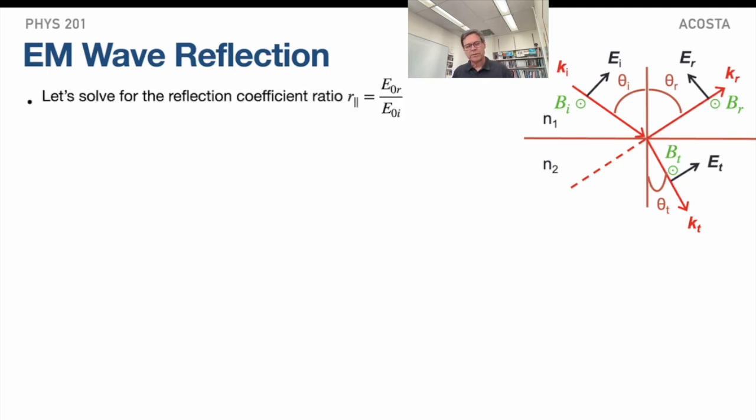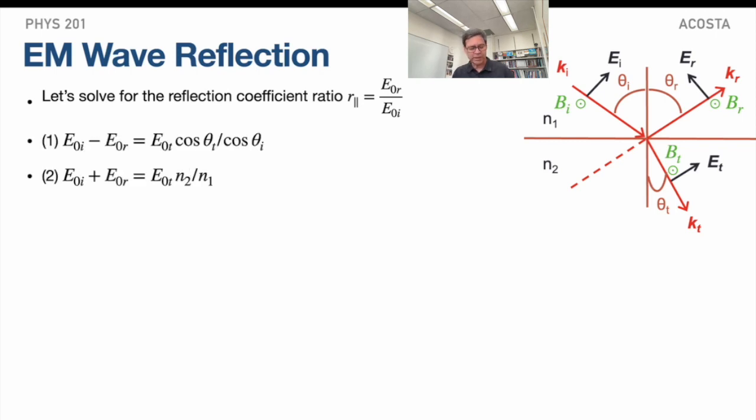So we're going to try to solve for the reflection coefficient ratio, which is just the amplitude of the reflected electric field over the incident electric field. And that will define our reflection coefficient for the case when the electric field is parallel to the plane, divided by Ki and Kr. Again, that's not the same as parallel to the surface. It just means parallel to the plane of the diagram.